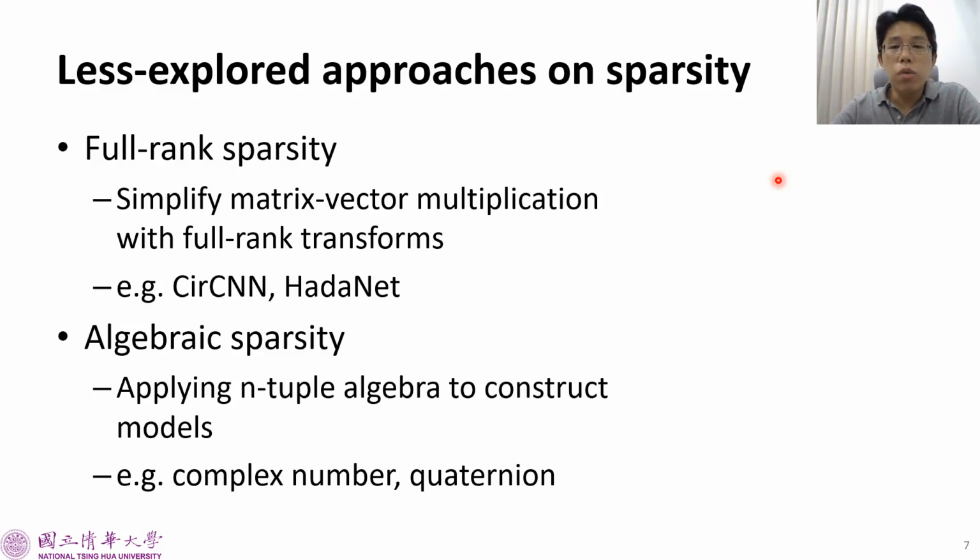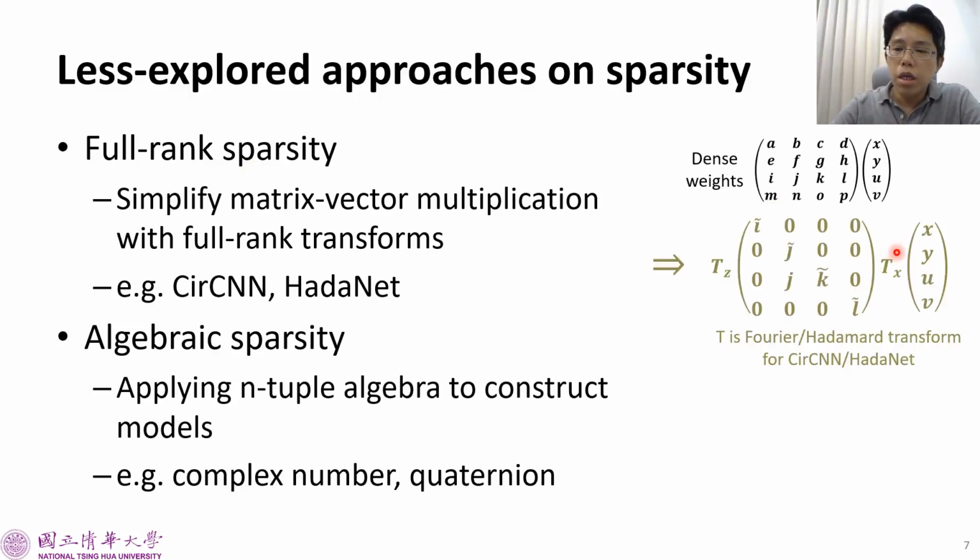Then here are two less explored approaches. The full-rank sparsity simplifies matrix vector multiplication with full-rank transforms like here. It preprocesses the data using this transform and applies component-wise product here and then reconstructs the data. For the previous work ConvNet, it applies Fourier transform, and for AdaNet, it applies Hadamard transform.